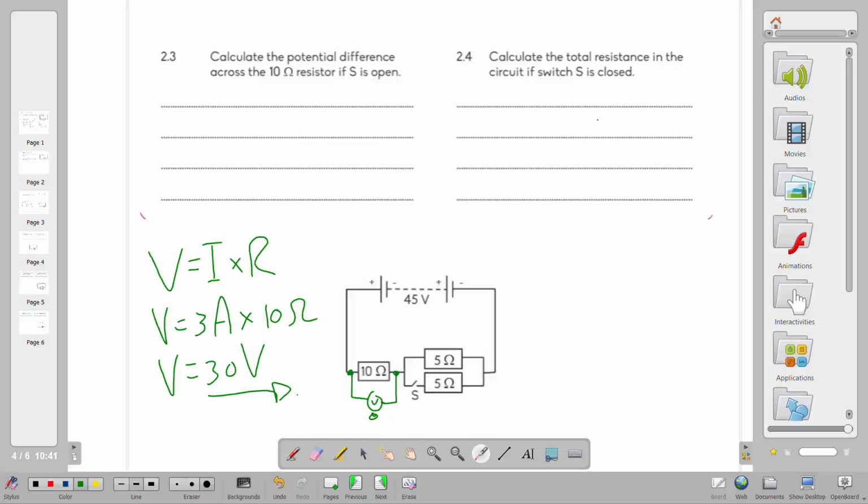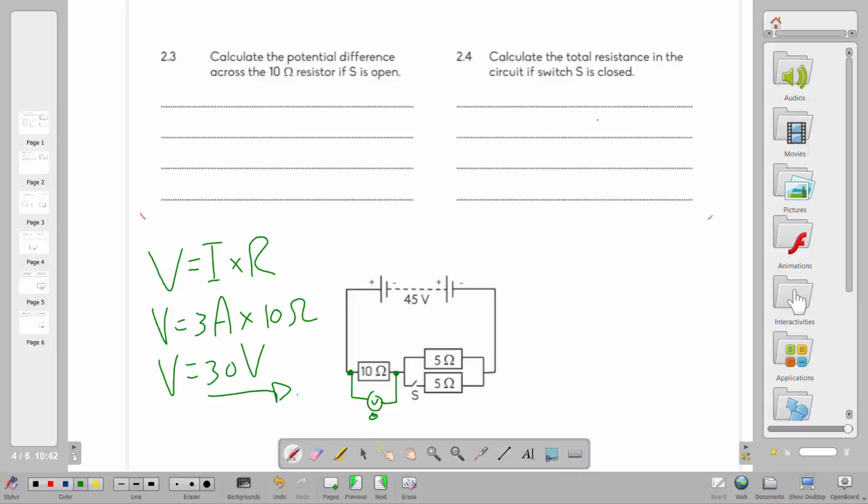Okay. That's straightforward. That's the type of questions that you did in grade 9 and grade 8 when it came to circuits. You just need to know what they mean when they say the switch is open. Next, they ask us, calculate the total resistance in the circuit if switch S is closed. So the total resistance when switch S is closed now.